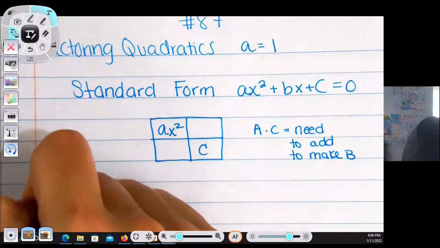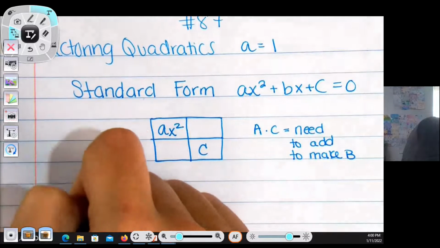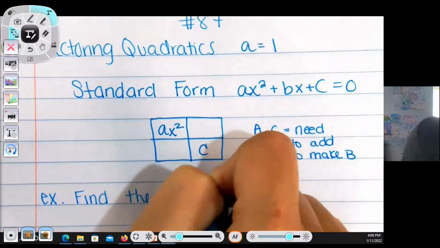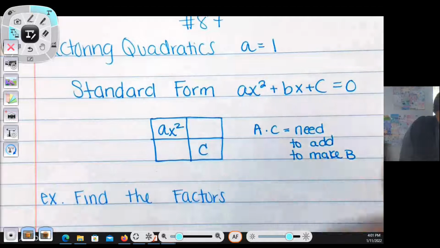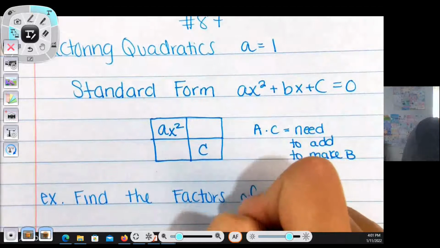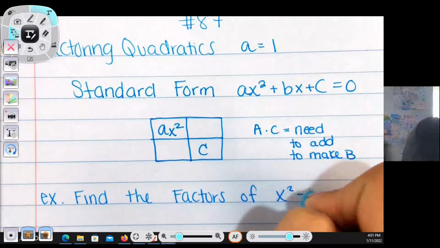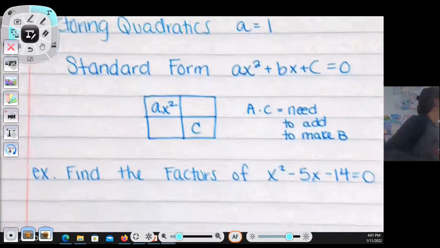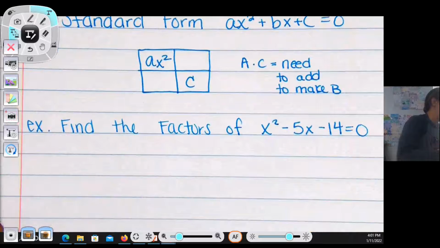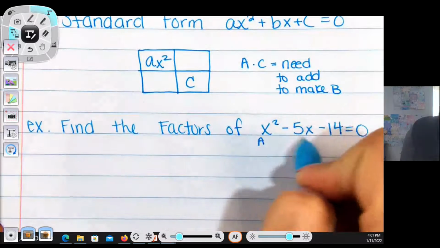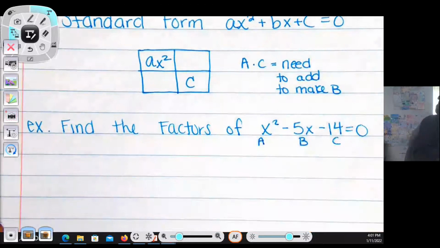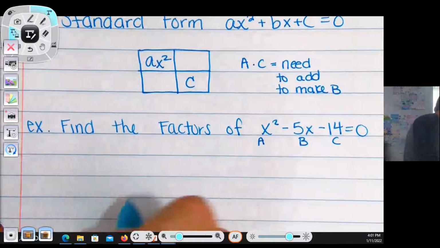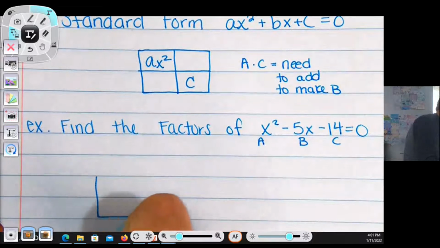So example 1, we're going to find the factors of the trinomial x squared minus 5x minus 14 equals 0. In this case, your a value is the first term, b is the second term, and c is the third term. It's already in standard form. It's set equal to 0, so you're ready to start. So I'm going to start by making a 2 by 2 box.